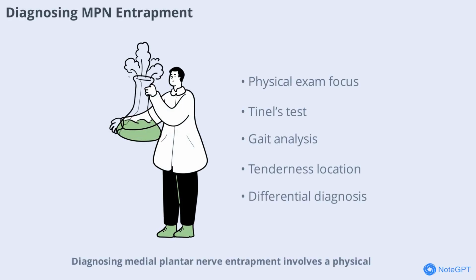Diagnosing medial plantar nerve entrapment involves a physical exam focusing on tenderness over the medial arch, from the abductor hallucis muscle to the navicular tuberosity. The Tinel's test, which involves localized pressure, is often positive and aids diagnosis. Gait analysis may reveal foot supination, which relieves pressure on the medial arch. Differentiating MPN entrapment from tendon pathologies is challenging due to the proximity of key muscles.